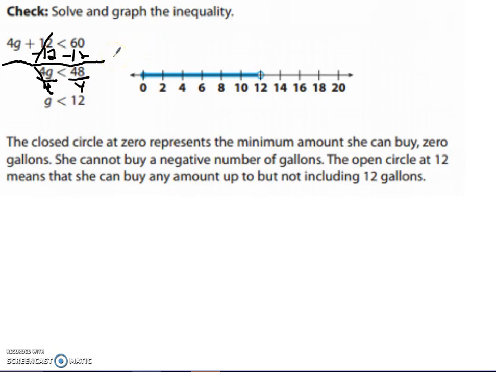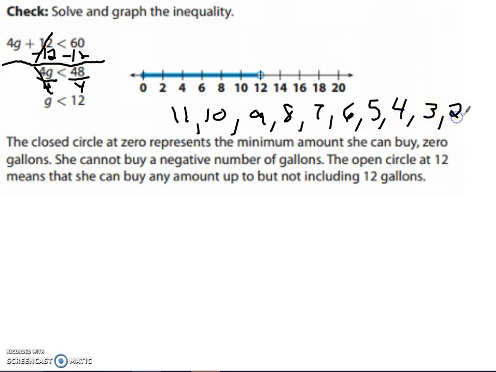It could be 11. It could be 10. It could be 9, 8, 7, 6, 5, 4, 3, 2, 1. Okay. All right. So, or 0, sorry.